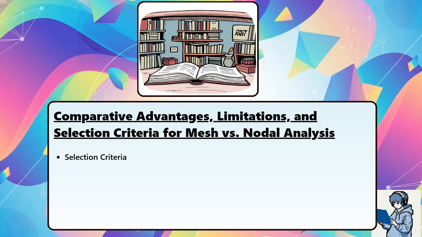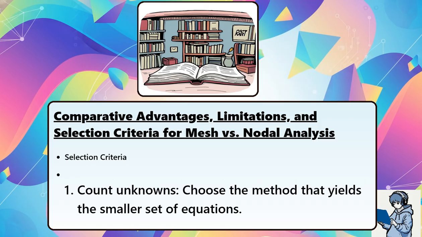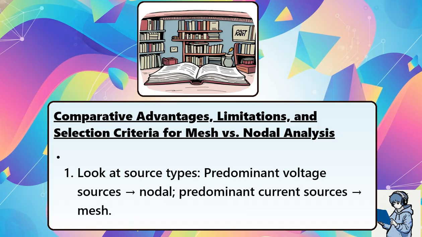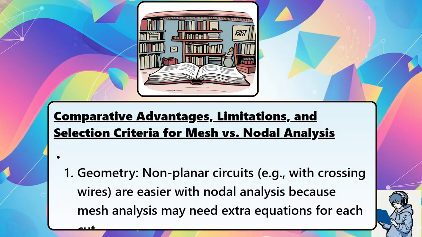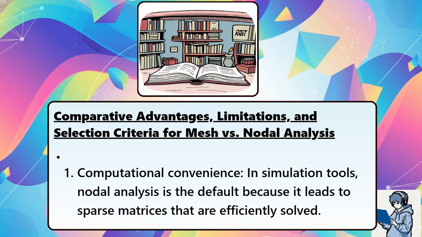Selection criteria. 1. Count unknowns. Choose the method that yields the smaller set of equations. 2. Look at source types. Predominant voltage sources leads to nodal, predominant current sources leads to mesh. 3. Geometry. Non-planar circuits, for example with crossing wires, are easier with nodal analysis because mesh analysis may need extra equations for each cut. 4. Computational convenience. In simulation tools, nodal analysis is the default because it leads to sparse matrices that are efficiently solved.